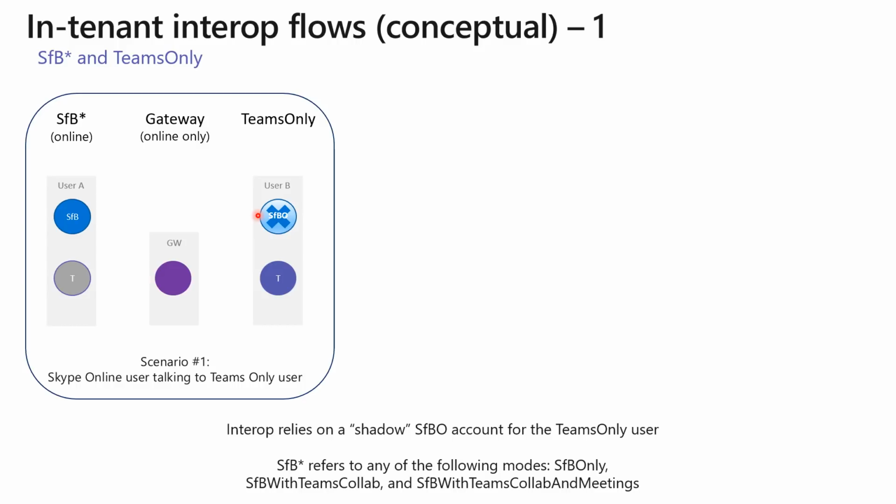Now, to facilitate interoperability between Skype for Business and Teams, we've built a gateway inside of our service in Office 365. This is completely managed by the service. This is not anything you need to deploy or enable or turn on. It just simply is there and works.